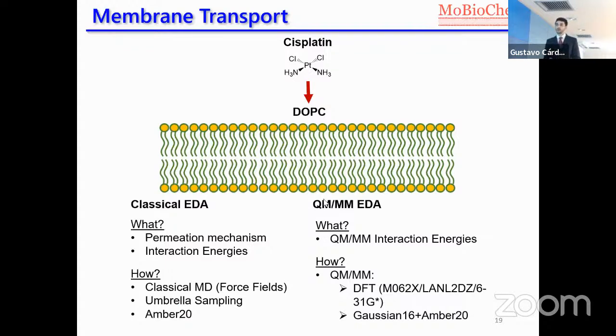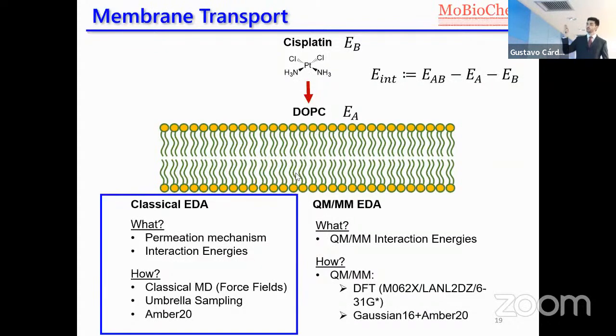Okay. So I've mentioned the interaction energies here and here, but I haven't defined them. So what are these things here? Well, suppose that in our system we have two different fragments or two different subsystems. In our specific case, they're going to be cisplatin on the one hand and the lipid bilayer on the other hand. Now, the interaction energy between these two is, by definition, the energy of the overall complex minus the energies of each one of the fragments computed at the exact same geometry as they're present in the complex. Okay, so far so good. Now we're going to focus on this first part, the classical EDA.